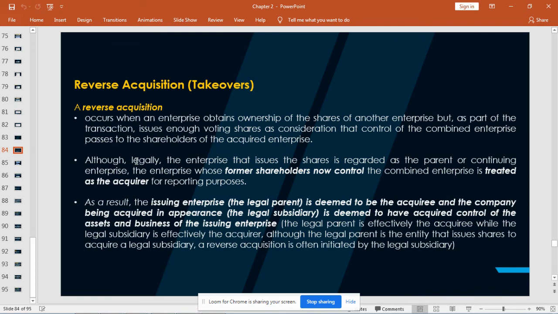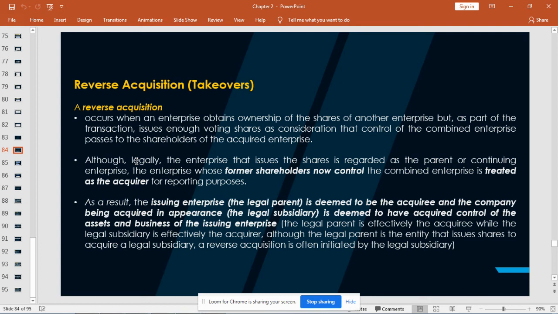So reverse acquisition, takeovers. A reverse acquisition occurs when an enterprise obtains ownership of the shares of another enterprise, but as part of the transaction, issues enough voting shares as consideration that control of the combined enterprise passes to the shareholders of the acquired enterprise.